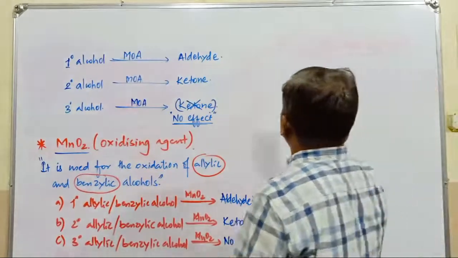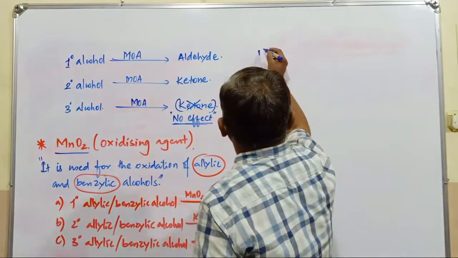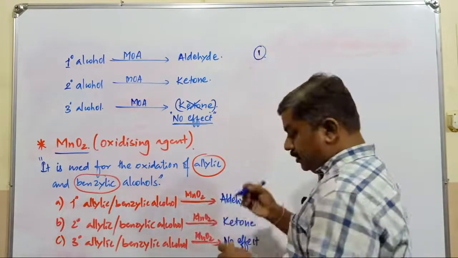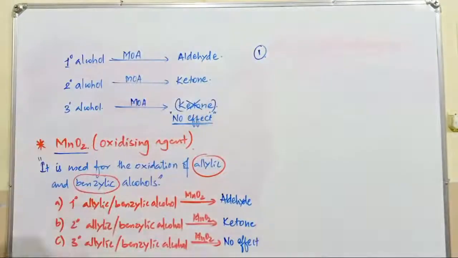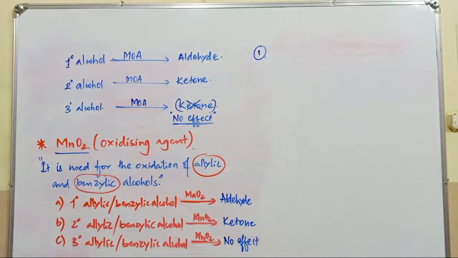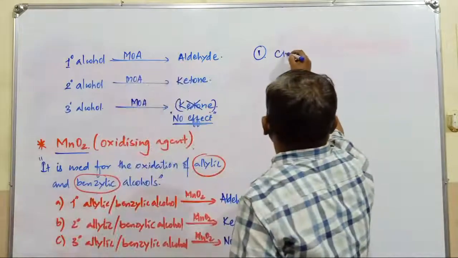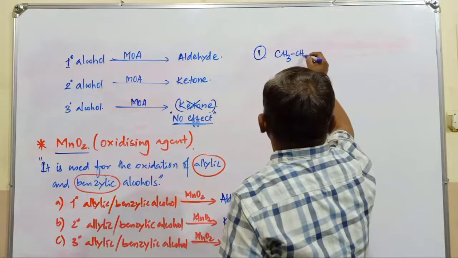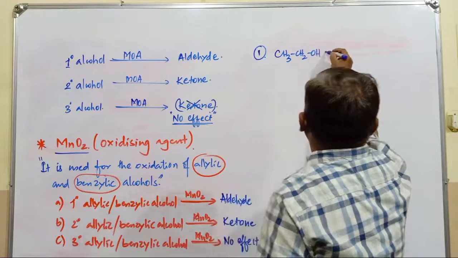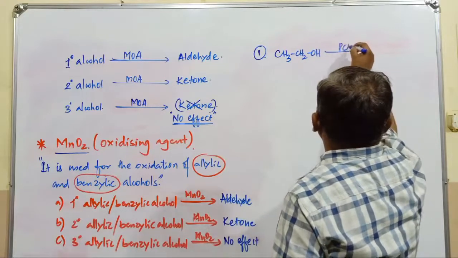Let us consider some of the questions here. Number 1, if I go with some of the compounds, that is a primary alcohol, CH3 CH2OH in presence of PCC.